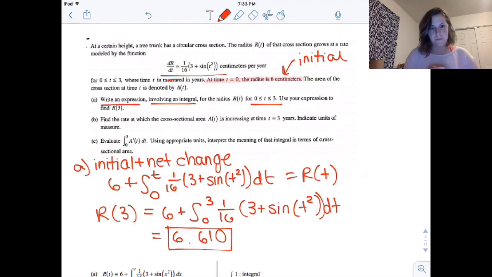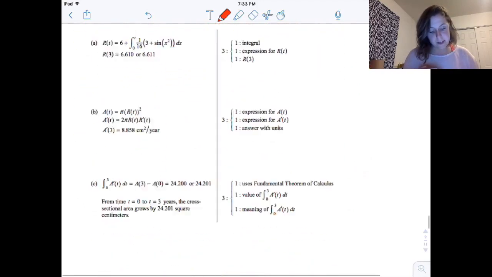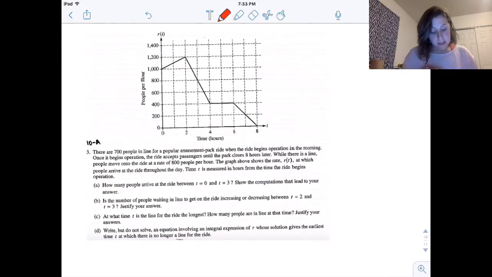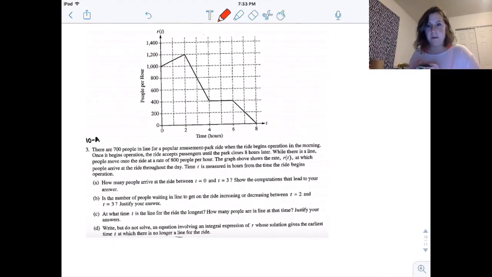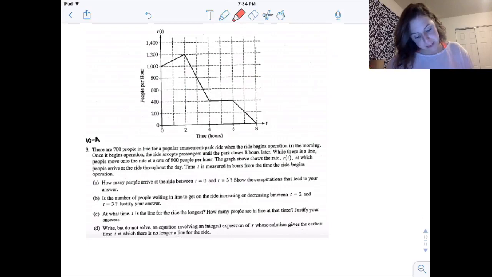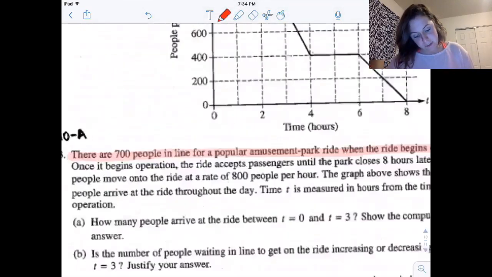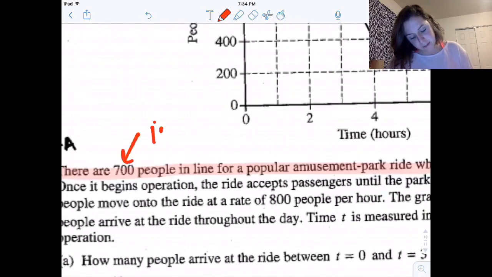All right, let's look at another one. So this one's a pretty interesting one. We've got a graph and we've got some information here. There are 700 people in line for a popular amusement park when the ride begins operation in the morning. Boom, immediately I see 700 people. That is an initial amount.